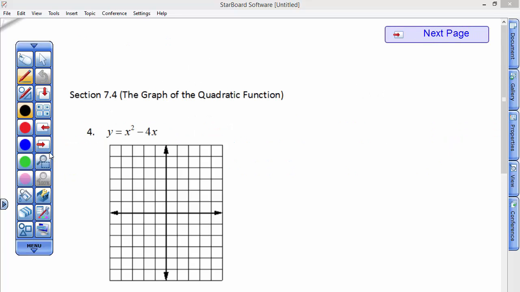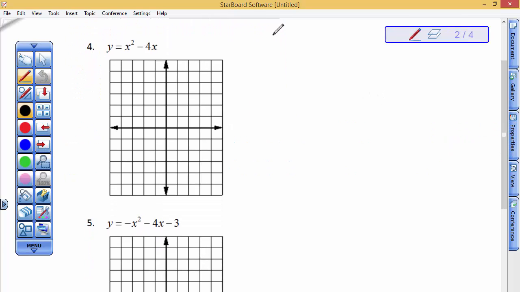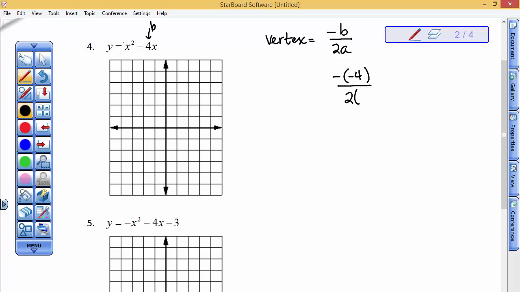All right, so let's do them by hand. So my vertex is found by taking the opposite of b and dividing by 2 times a. So my b value in this problem is a negative 4. So the opposite of a negative 4 is 4, and 2 times the coefficient of the x squared term, the a value, so 2 times 1. So here I have 4 divided by 2 is 2. So I know that the center point, what's called the axis of symmetry for this quadratic, is where x is equal to 2.